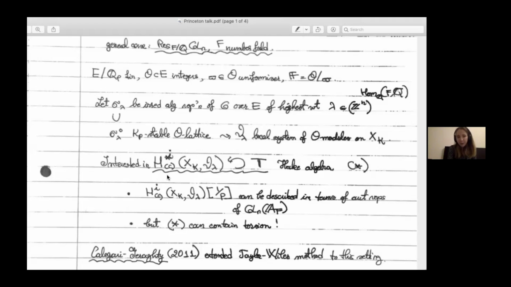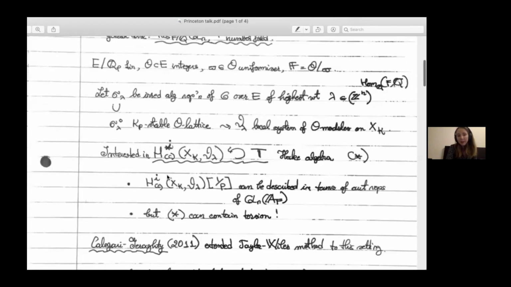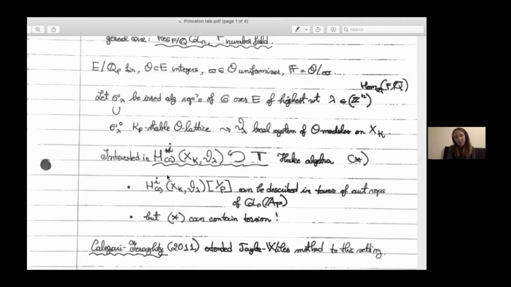And why do we care about it? Well, one big reason to care about it is that Calegari and Geraghty in 2011 found a way to extend the Taylor-Wiles method to the setting of basically locally symmetric spaces over arbitrary number fields. So the Taylor-Wiles method is used to prove modularity lifting theorems. So it's used to establish a link between Galois representations and automorphic forms.